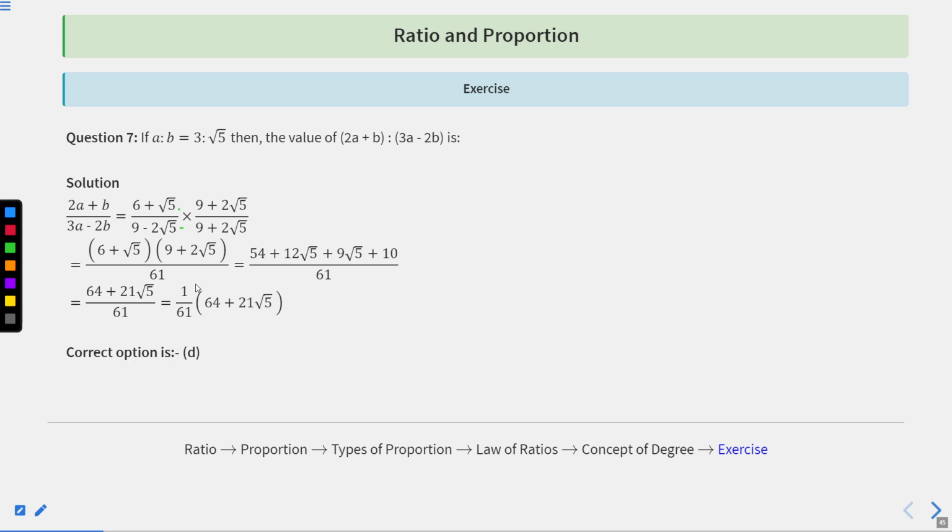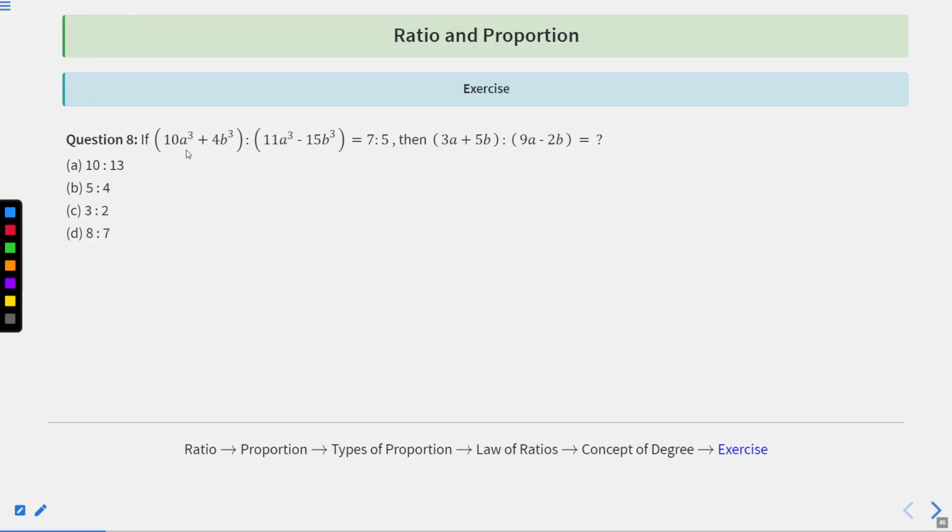So when you simplify this, in the denominator you will get 61, and in the numerator there is a product of these two terms, and when you open the brackets you will have 54 plus 12 root 5 plus 9 root 5 plus 10. So it will be 64 plus 21 root 5 upon 61, and this is equal to 1 upon 61 times 64 plus 21 root 5. So the option correct here is option number D.